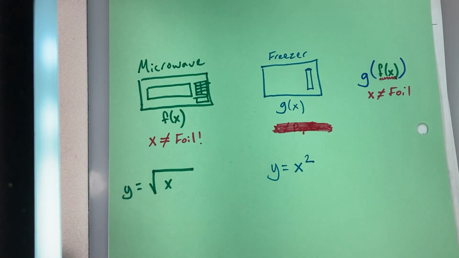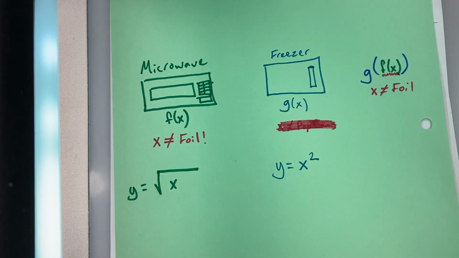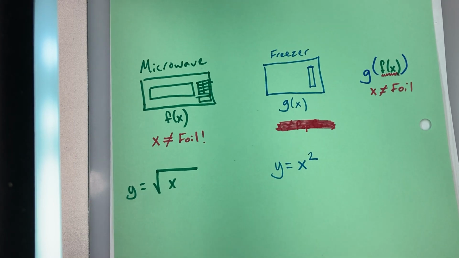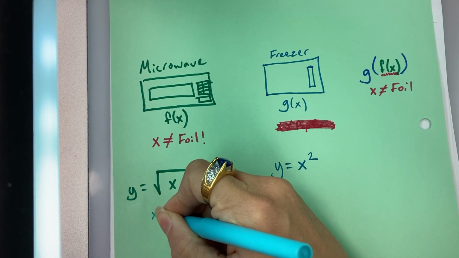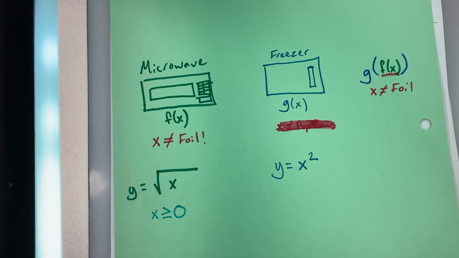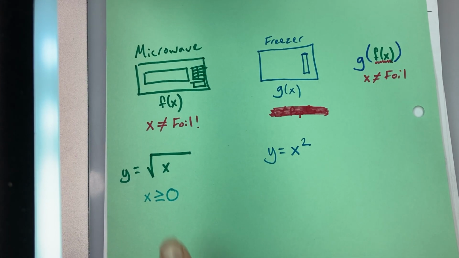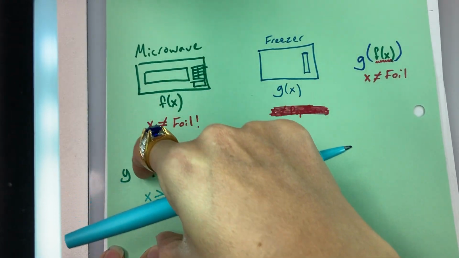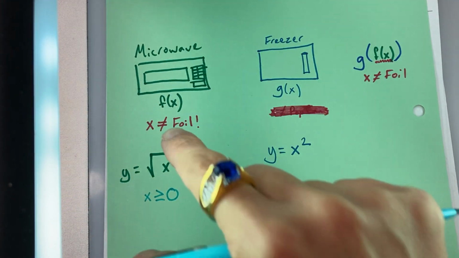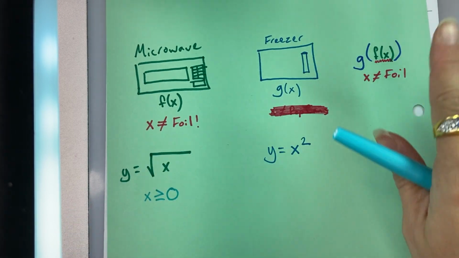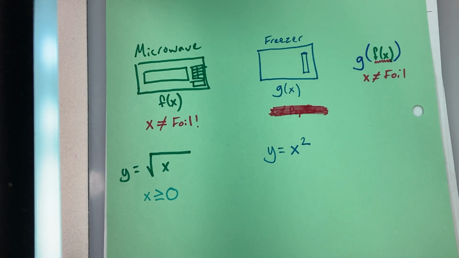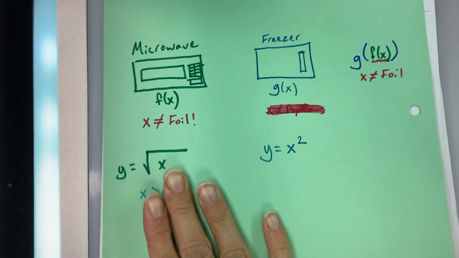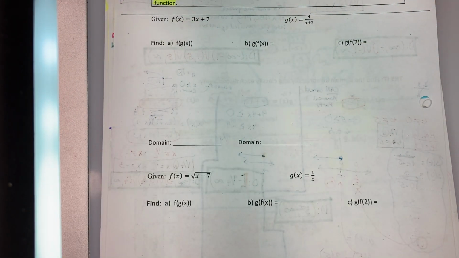But for square roots, I am restricted. It's not that I can't plug in foil, but we can't plug in any negative numbers. So this has a restriction that my x values need to be greater than or equal to 0. So when I streamline these two functions together, or plug this function into the other function, this restriction goes with it into the composite. So even though this larger function has no restrictions, I still have restrictions on the original input or the original function. We'll come back to this example in just a moment after we start diving into some of these problems.